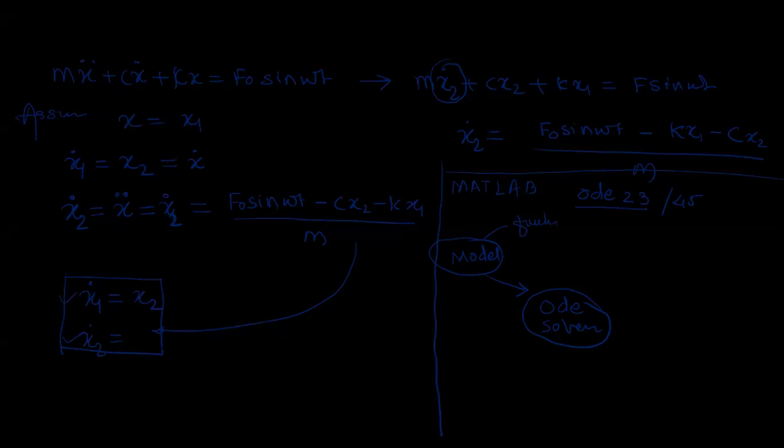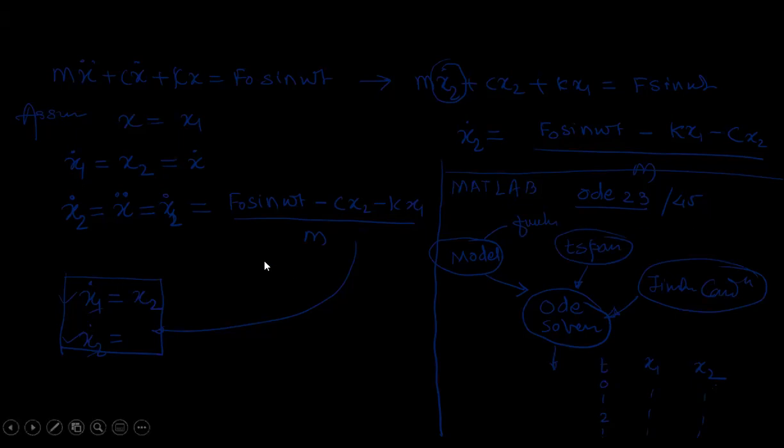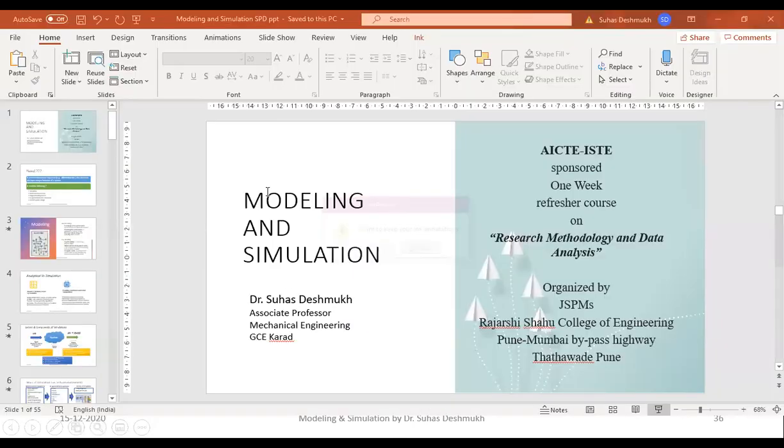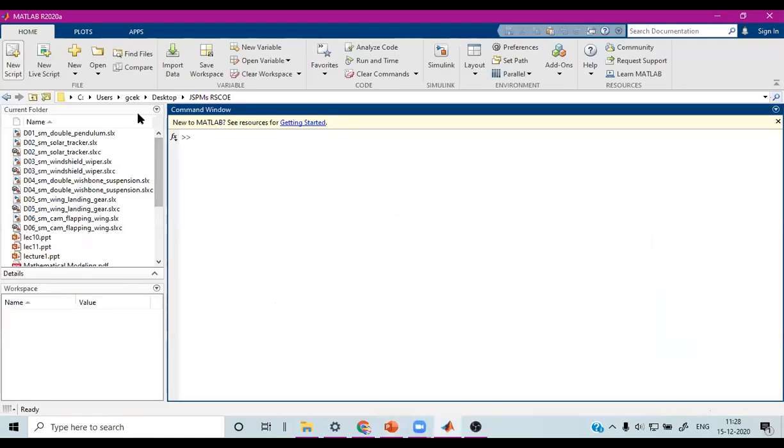Take this x1 and x2 with respect to time, 0 second, 1 second, 3 second, we have written these. That is what this does. So we'll now come back to your MATLAB simulation and we'll now simulate. So this is what we have on the MATLAB window. I think most of you are aware of this MATLAB.